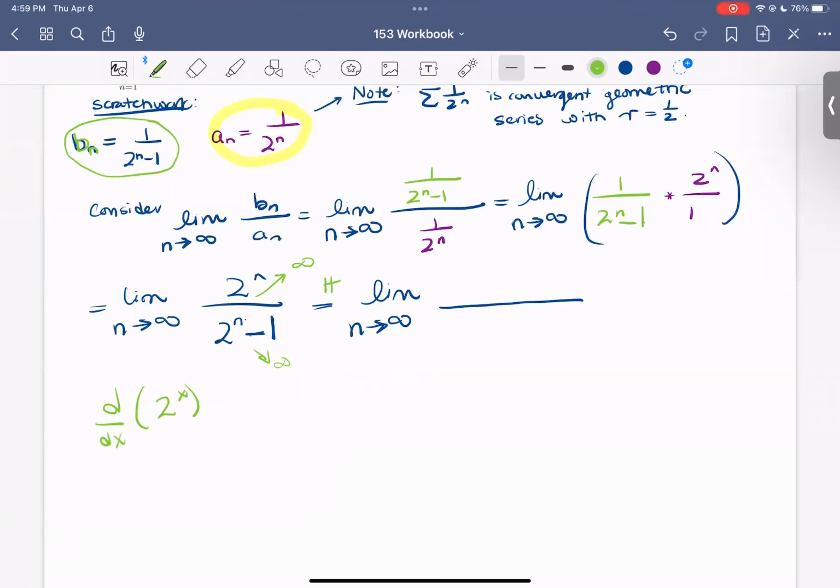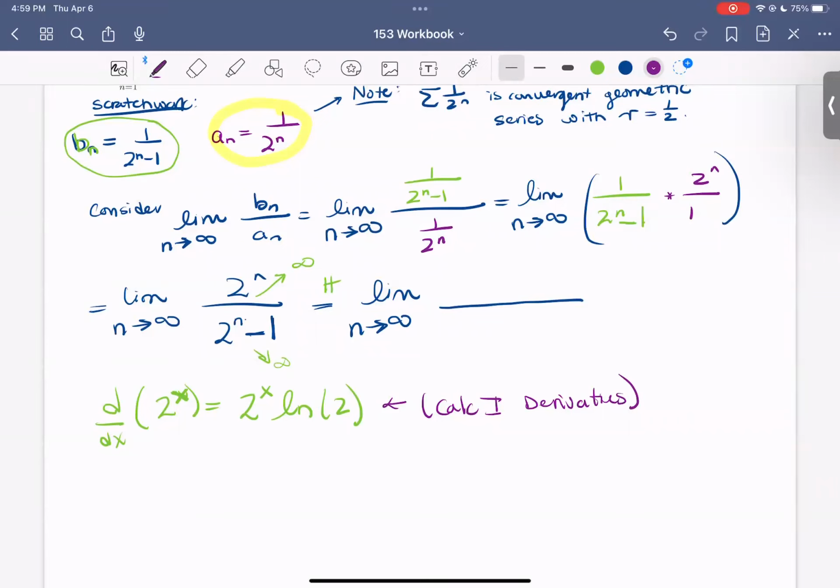So notice x is not in the base, x is in the exponent. So this is not a power rule derivative. The formula for this we met in Calculus 1 or Math 151. The derivative is 2 to the x times ln of 2. And this is done using a technique called implicit differentiation that you should have seen in Calc 1. So I'll just say, if you want to review that a little bit, see your Calc 1 derivatives.